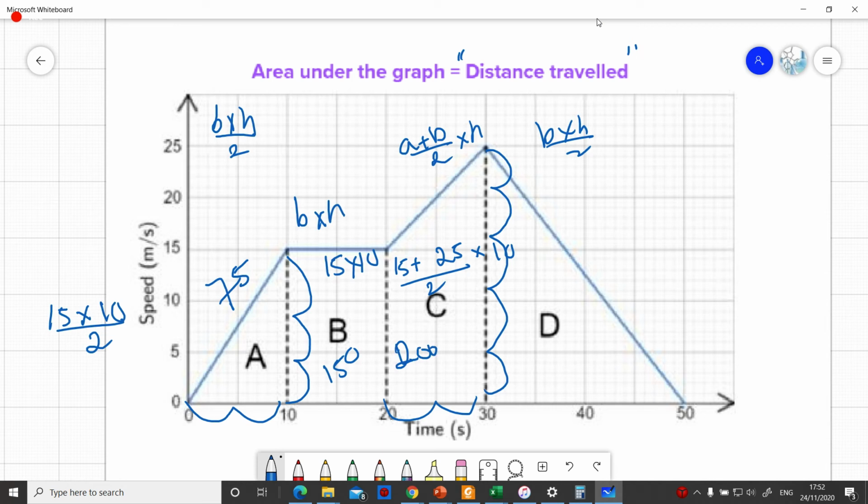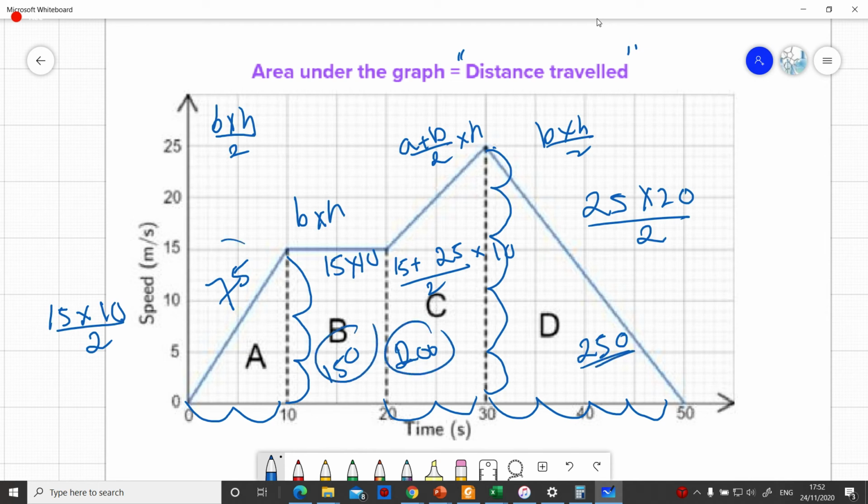Last but not least, this triangle. We know the height because it's the same height as the trapezium: 25. The base would be 5, 10, 15, 20. So 20 times 25 divided by 2, which is 500 divided by 2, is 250. Adding 250, 200, 150, 75 gives us 675 meters. And we know it's meters because the units of speed are meters. So that's the solution there.